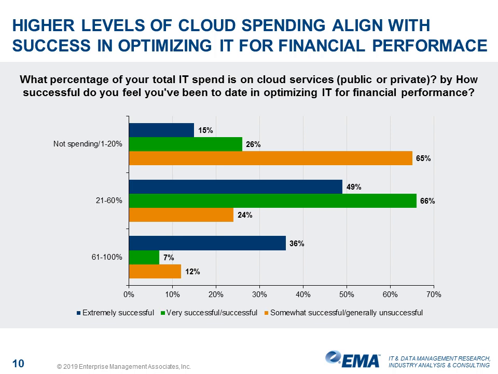You can see here the success we're talking about is optimizing IT for financial performance in this case. Running IT as a business includes delivering value, optimizing value, and cost effectiveness overall. So you can see the dark blue is extremely successful, green is just very or successful, and the orange is not so much in optimizing IT for financial performance.